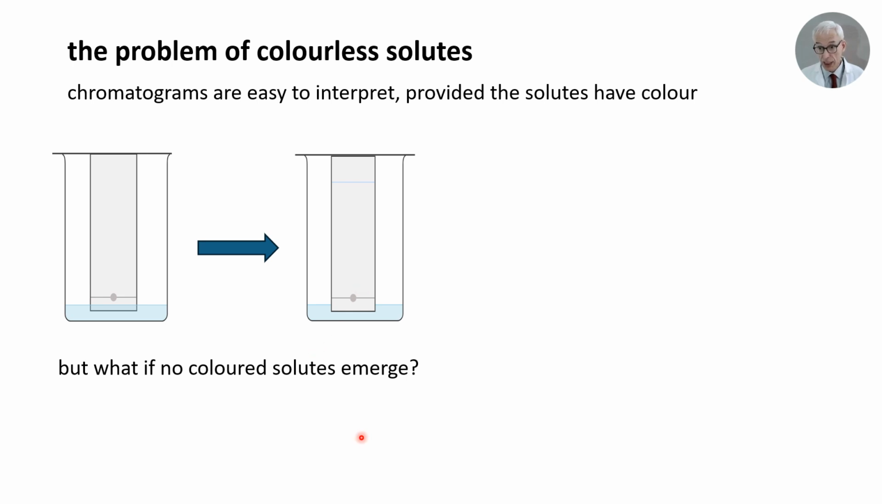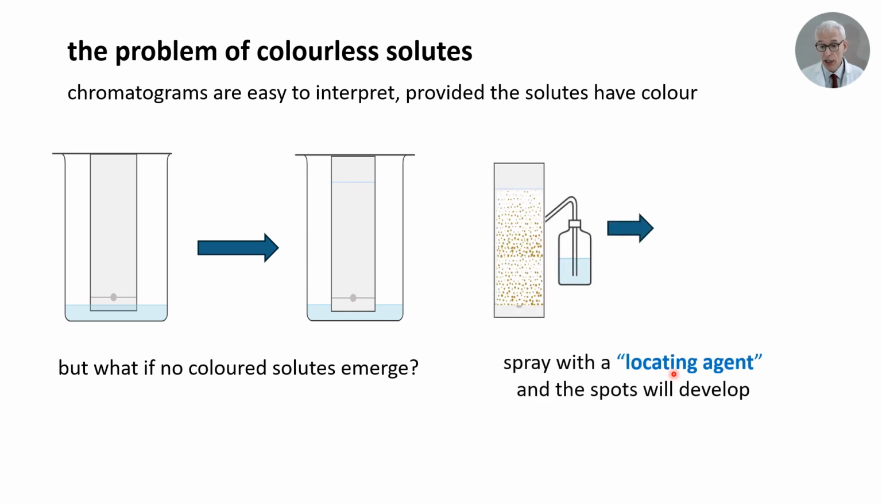Well, in some cases, you can spray with a locating agent. So you soak the chromatography paper or plate with the locating agent, leave it for some time. Some locating agents or some spots develop more quickly than others. Leave it for the required time and then you will see that spots will develop, which can then be interpreted in the usual way.